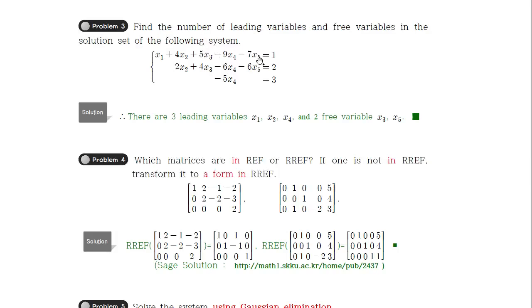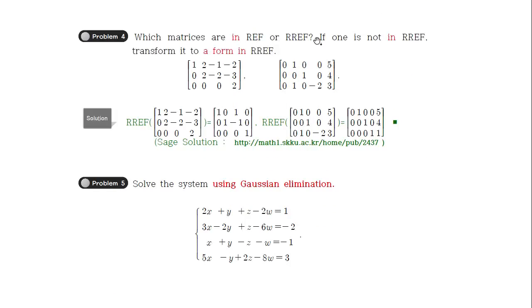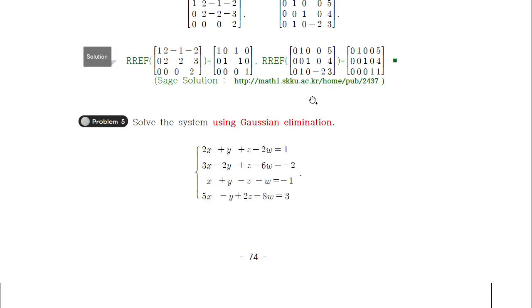So the free variables are x3 and x5, isn't it? If you simplify it into REF form, you can easily specify the leading variables and free variables from what you see. Which matrices are in REF and RREF? This matrix is not in RREF because this is not 1 and this is not 1. This is not in RREF because the entries below the leading ones are not 0. This is not 0 also, not 1.